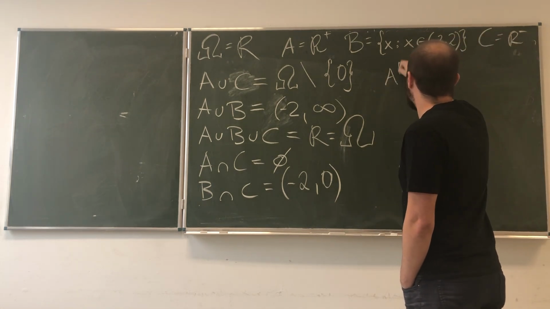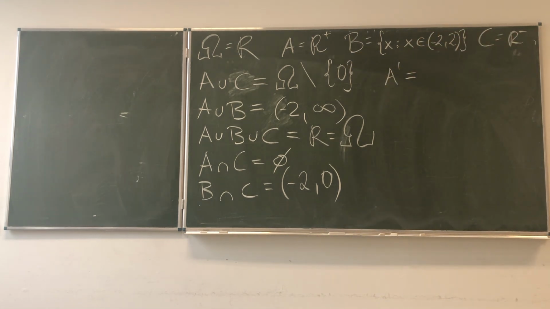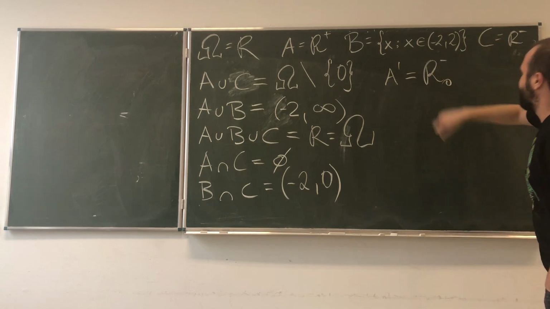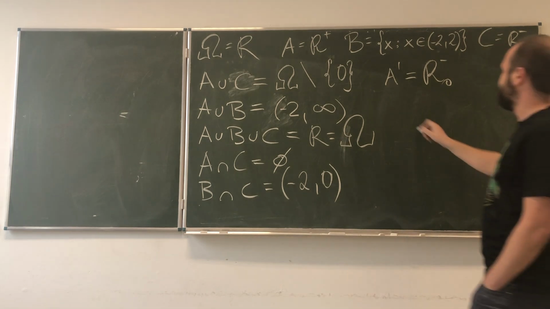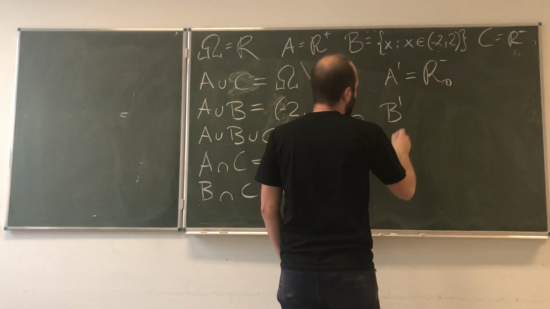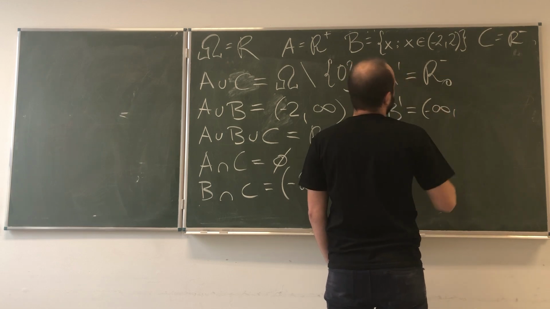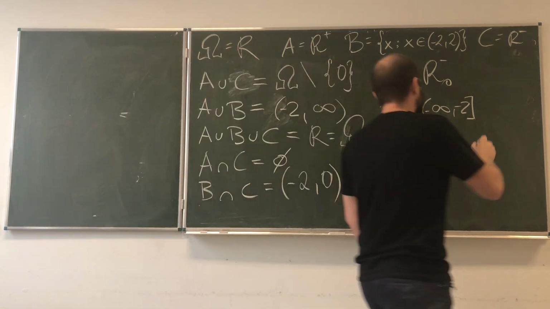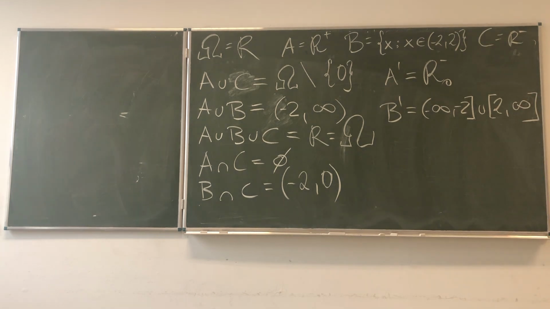Okay, and what is the difference? What is the complement, maybe first, of A? Well, if A is positive real numbers, then the complement must be negative real numbers, but with 0, right? And now, what is the complement of B? Well, the complement of B will be all the numbers from negative infinity to -2, but including -2, as well as the numbers from 2 till infinity.